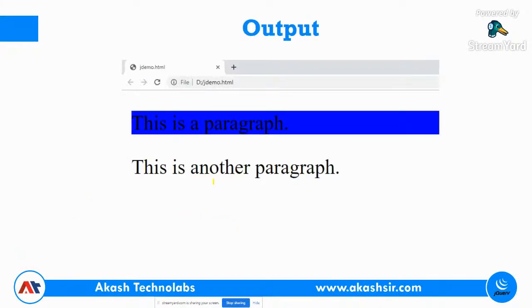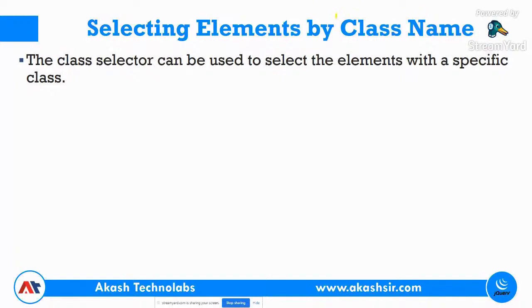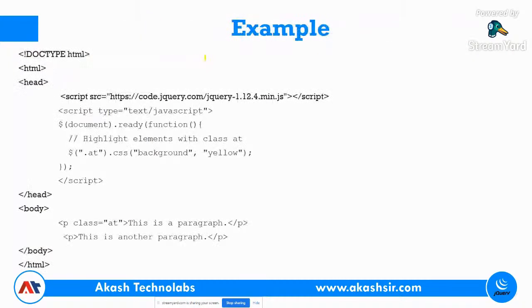Okay, so next is select element by class name. You know very well, most of the time we are using a class in our CSS. So the class selector can be used to select the element with a specific class. So for an example, instead of the ID, we can specify the class. But for the class, we have to use dot, and here we have to change that to class. So output remains same, but the selector is changed.